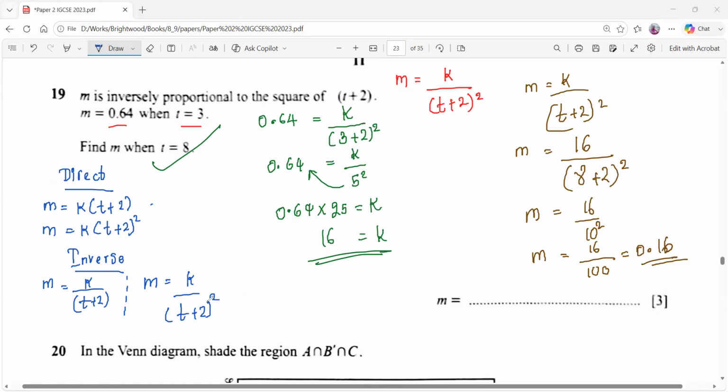Inverse proportional with the square of this one; inverse proportional of this one; direct proportional of this one; direct proportional of the square of this one. Like that you can follow. Here is the rule that builds the equation. After that you can substitute the values and find k, the constant, and then simplify. That is the way you have to follow. Shall we write? Please write it.